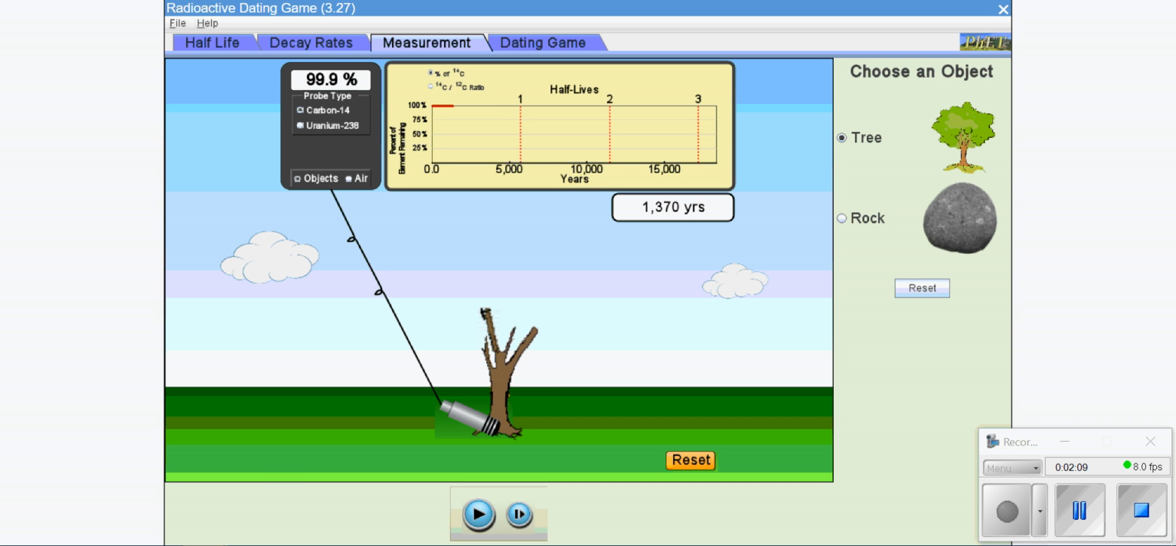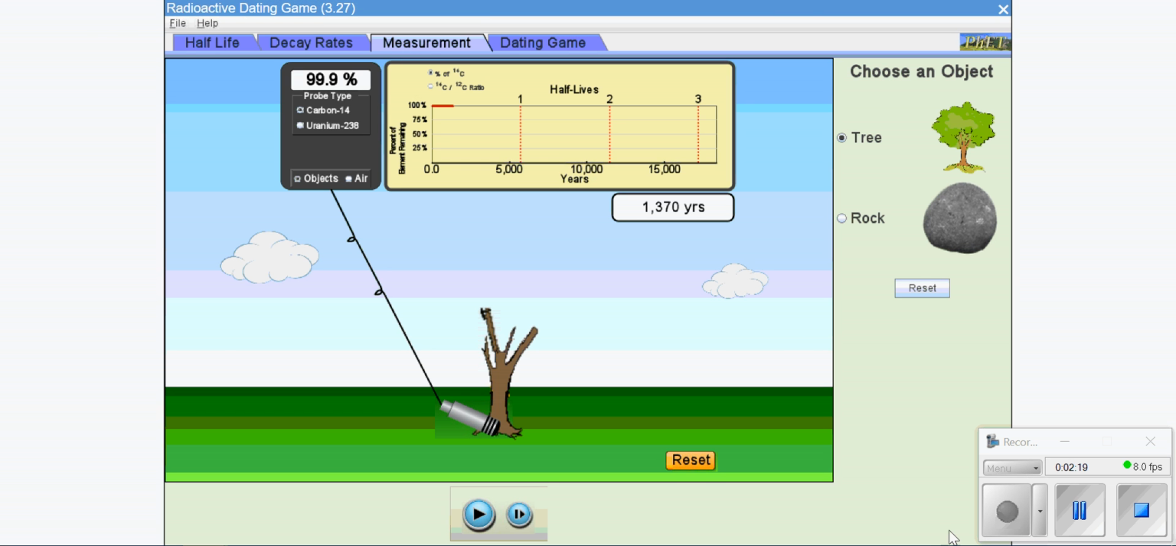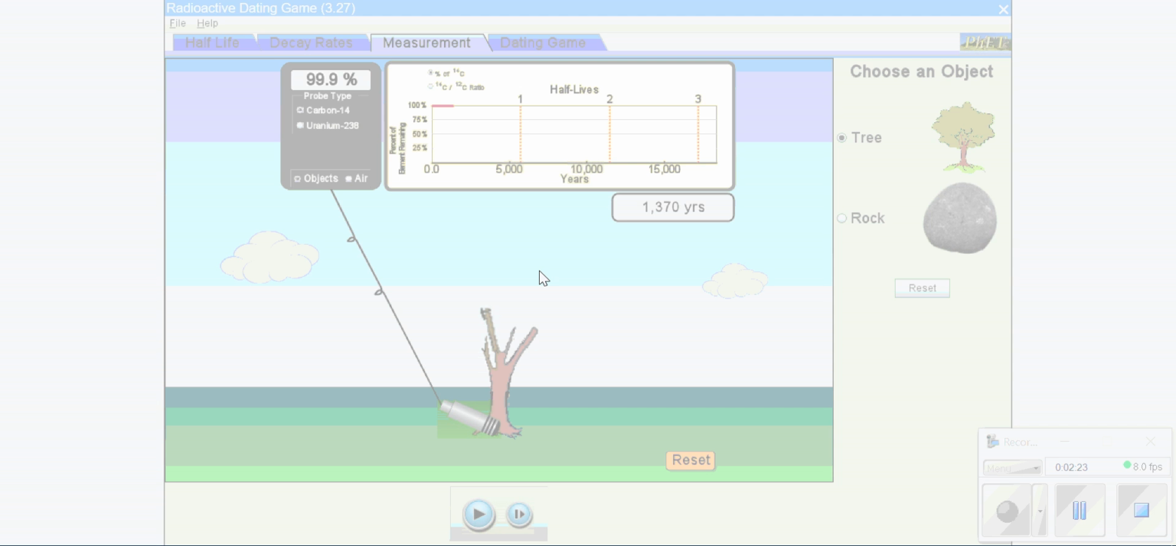Okay, we can just shrink that down so it fits. And so you're going to keep going. Once there's half of the carbon-14 left, take a snapshot of both of those. So if we hit play, we're just waiting until this number gets down to 50%. You can see that it breaks down at a pretty steady rate, and it's going to be 5,700 years later.